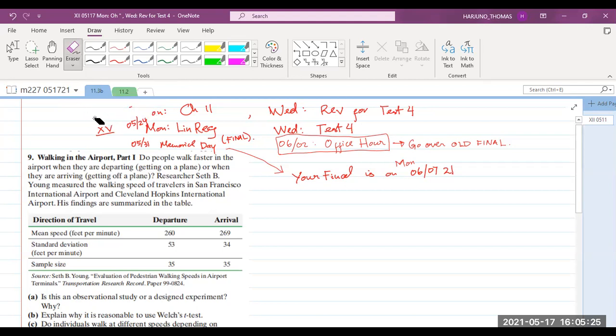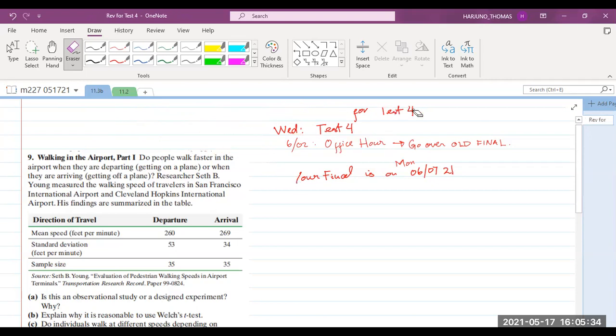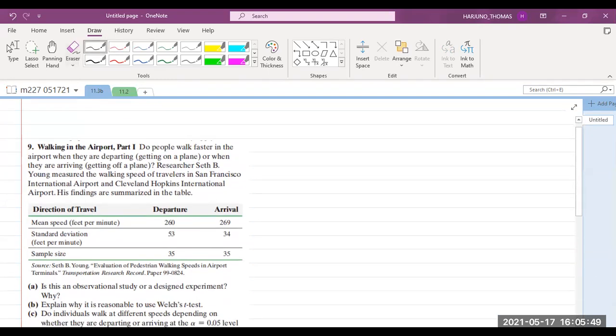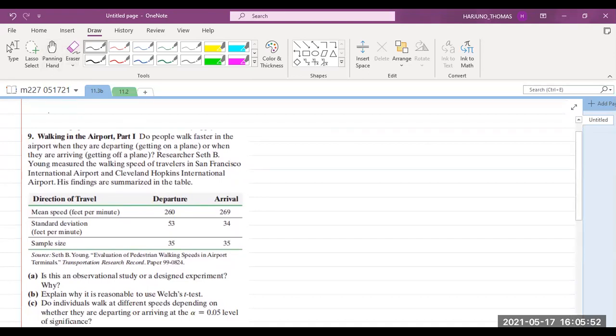Okay, we will continue 11.3b, hypothesis testing on two population means, independent case. Let's see. Now we have question number 9 from section 11.3. Do people walk faster in the airport when they are departing, getting on the plane, or when they are arriving, getting off a plane?